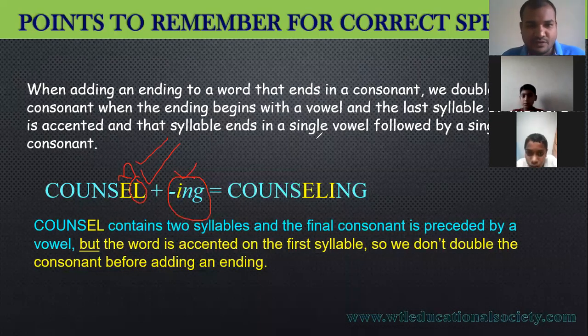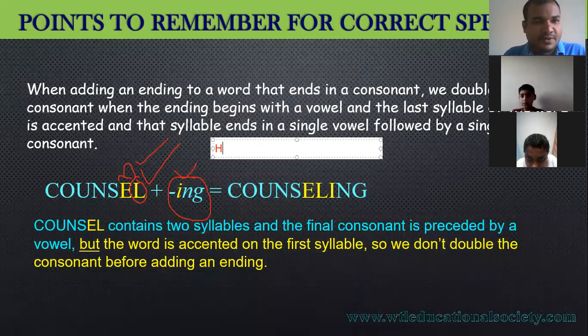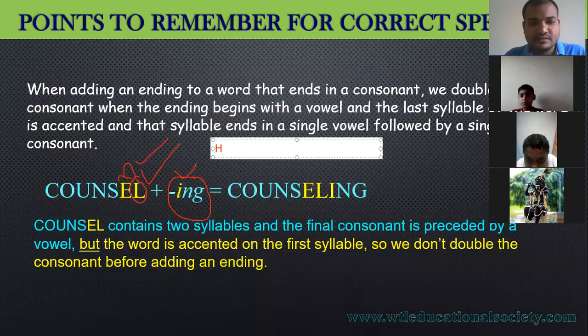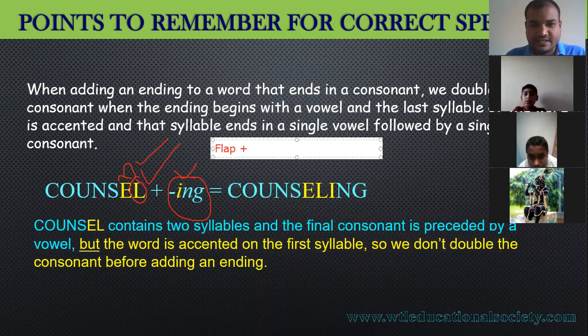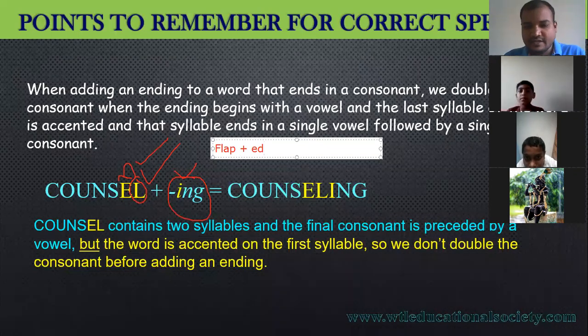Let me write it down here, you will be able to understand. What is the previous example? Hopped. What is the previous example? Flap. Very good. Flapped. So the word ending is -ed. So what happened? How did it change? Flapped. So this is the way it changed, correct? Yes, sir.